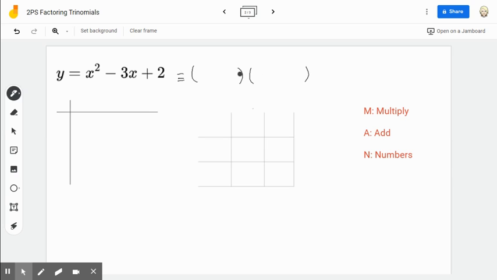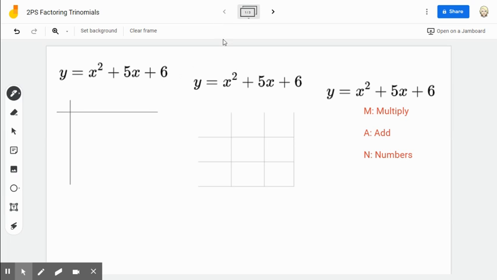Where it looks like something like this with brackets, and we have an x plus or minus a number, and another x plus or minus another number. So just like in the last videos, I'm going to show you three different ways, and then I'm going to work through a couple of examples each way.